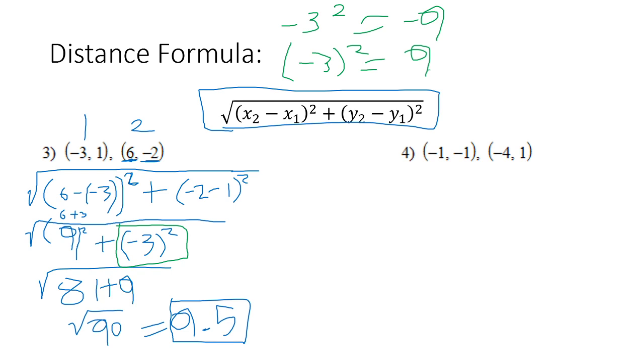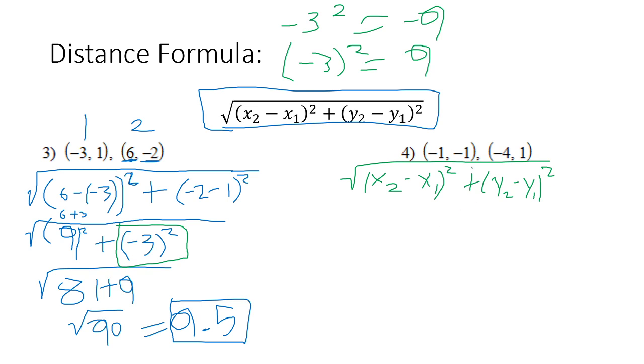So, yeah, that is something to watch out for. Whenever you plug in your calculator, make sure you use your negatives correctly. And, yeah. So I'm going to do the second one together again. So the formula: x2 minus x1 squared plus y2 minus y1 squared. Then we go through and we plug everything in.